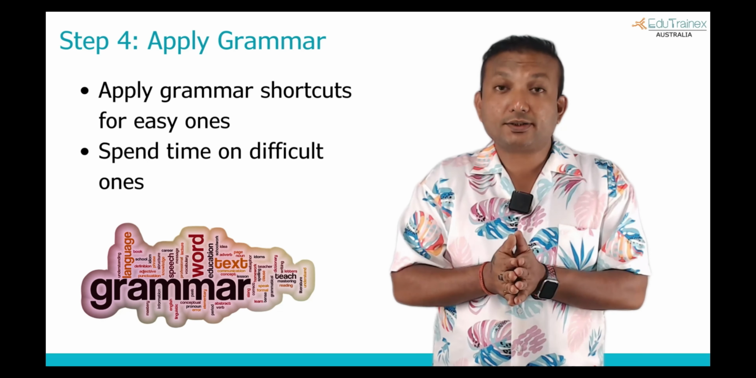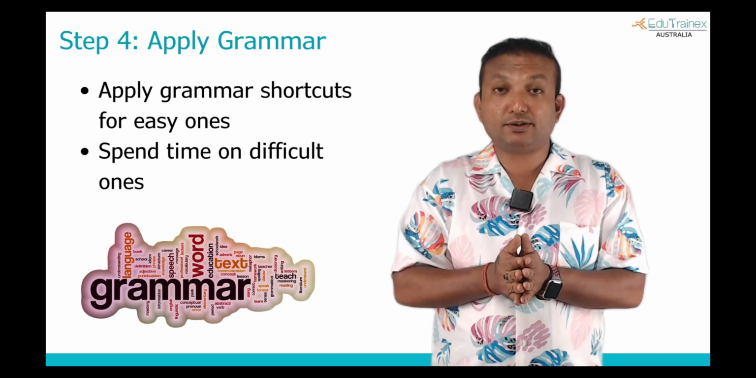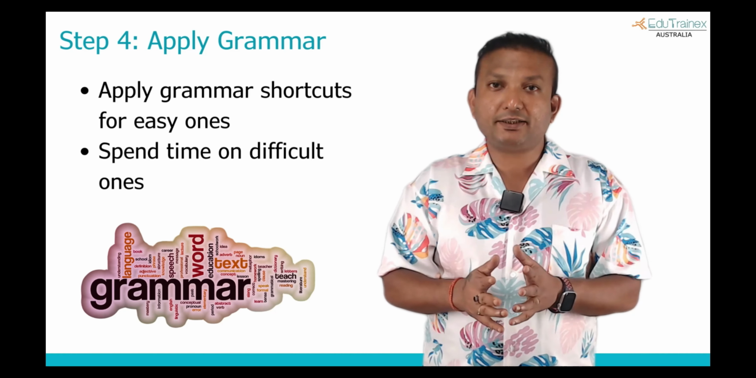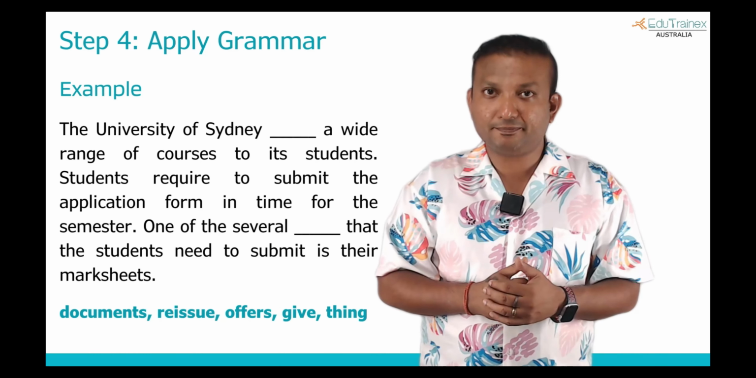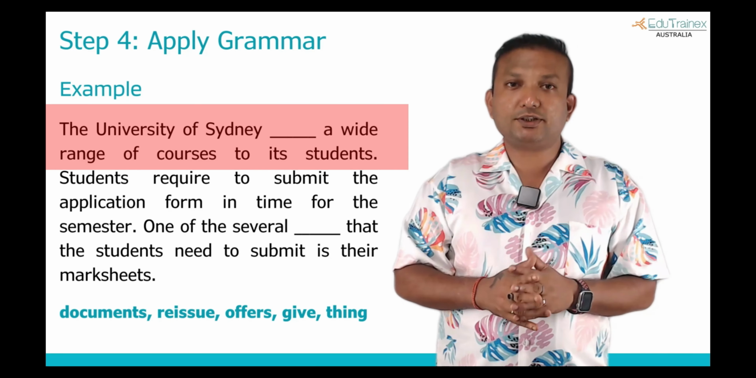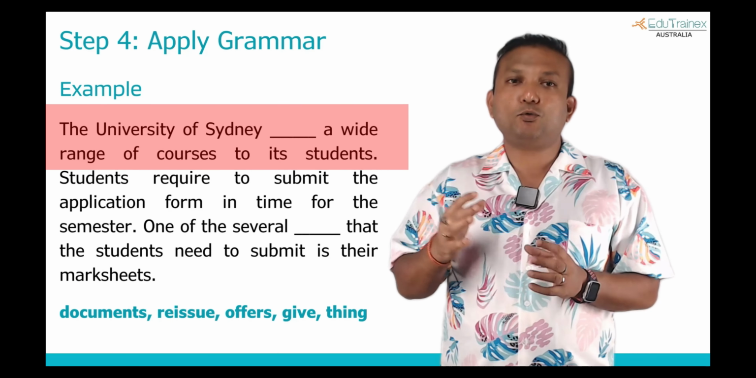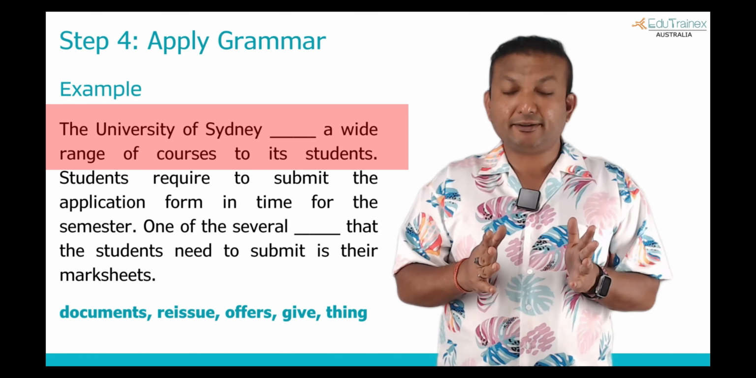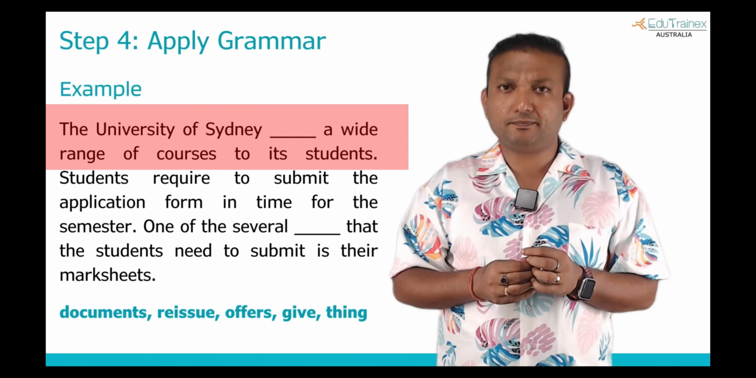And then if you are stuck in the easy ones, as I said before, it is a problem for you. You need to develop grammar skills. Let's look at an example. I hope that will clarify things for you, how to solve using grammar. The University of Sydney dash a wide range of courses to its students. University of Sydney. Is it singular or plural?